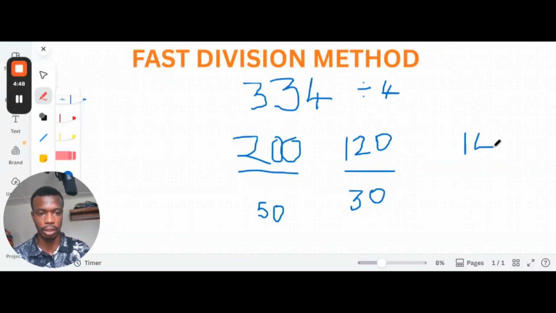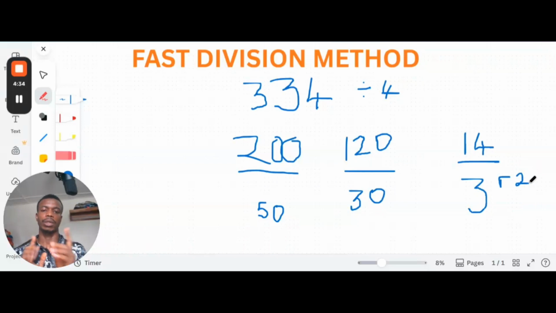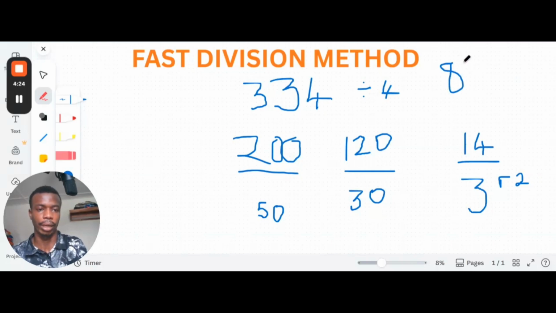So let's bring 14 now. 14 divided by 4. We know 12 divided by 4 is 3. So 14 divided by 4 is 3 with the remainder of 2. So what's our answer going to be? 50 plus 30 is 80. 80 plus 3 is 83. So our answer is going to be 83 remainder 2, or 83 and 2/4, which is also 83 and a half.